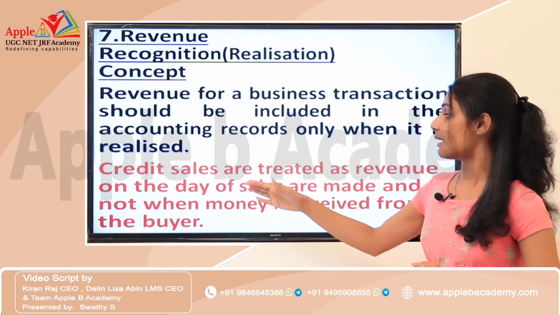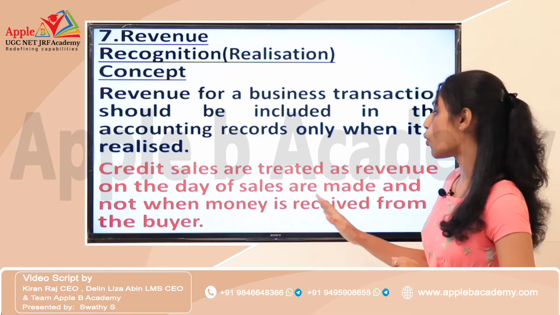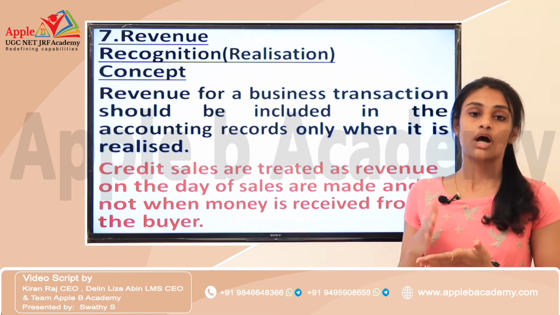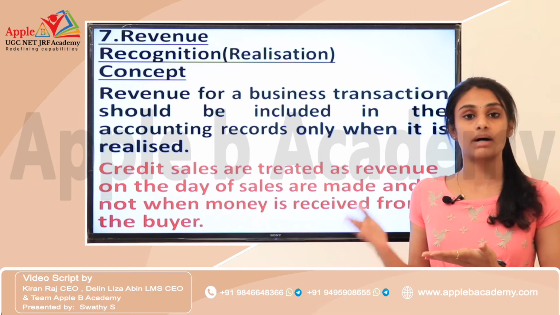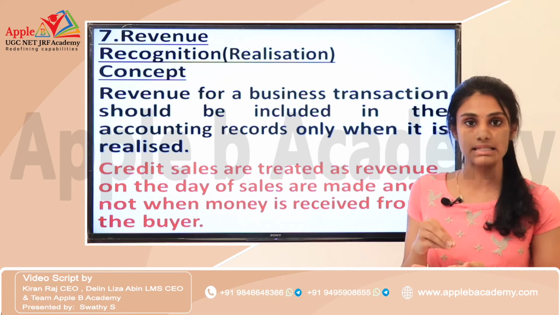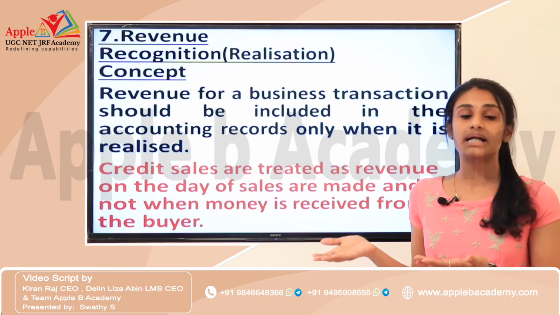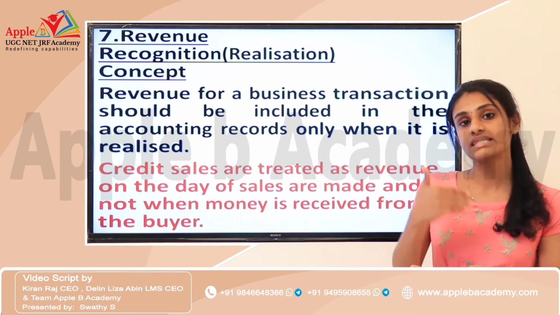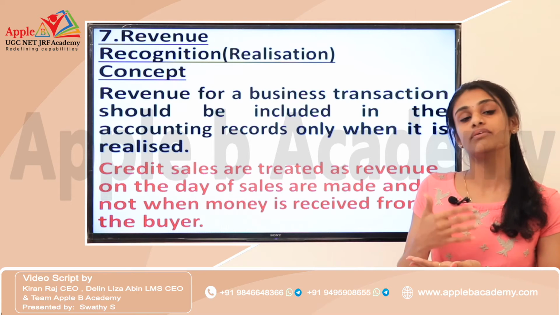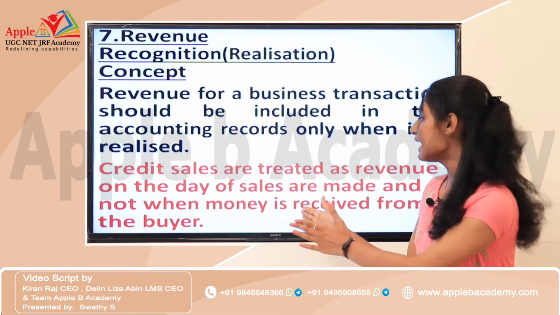So here is an example. Credit sales are treated as revenue on the day the sales are made, and not when money is received from the buyer. When a credit sale is made, we know that we are actually not getting money from that particular buyer, but we know that we will get that money, isn't it? Because it is a credit sale, we sold on credit, we will get that amount on a future date. But when this credit sale happens, on the same day we should understand that we will realize that amount.